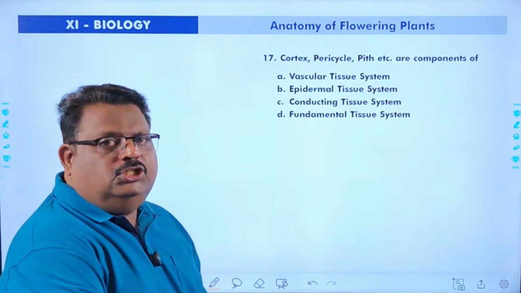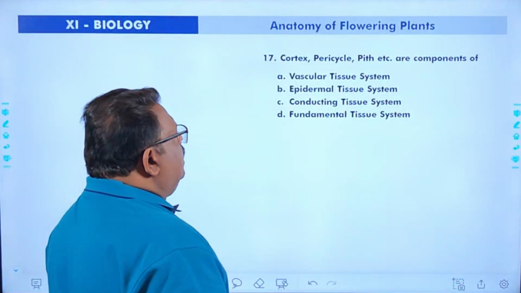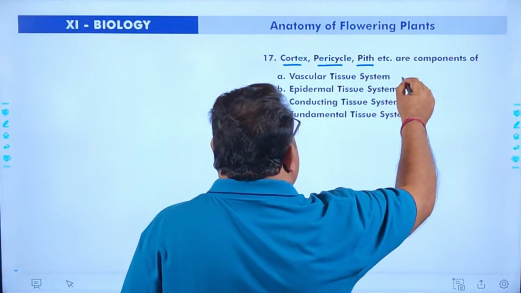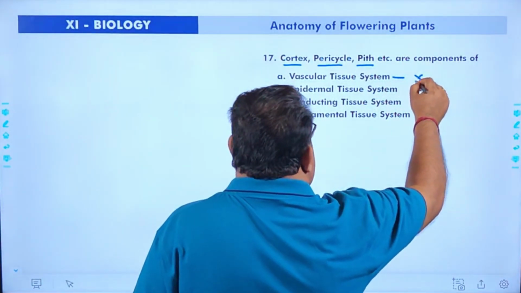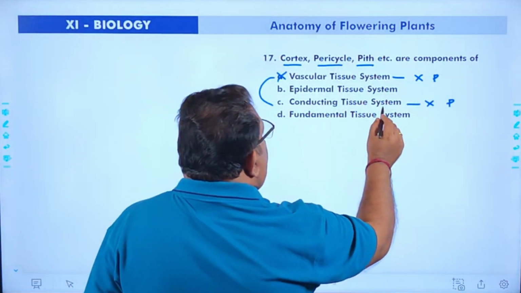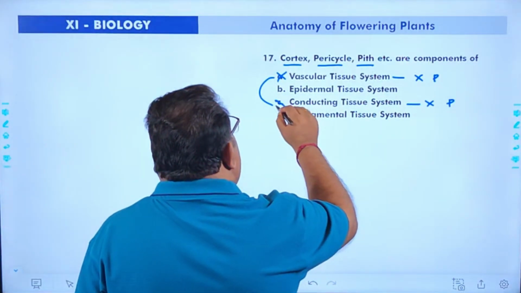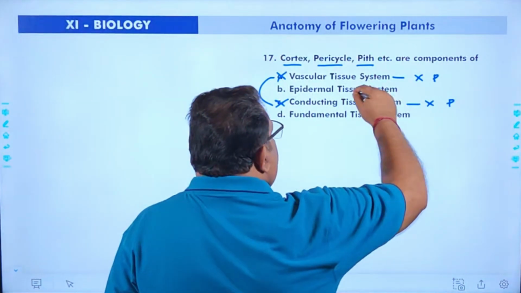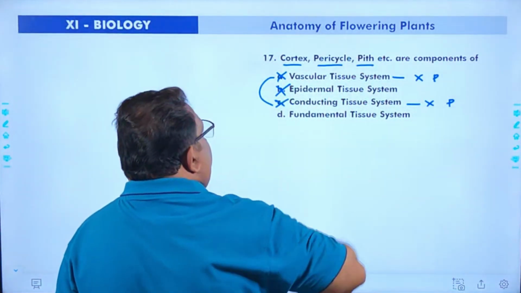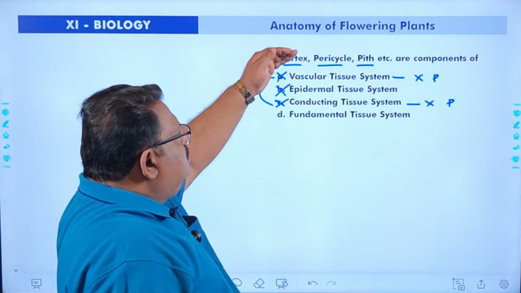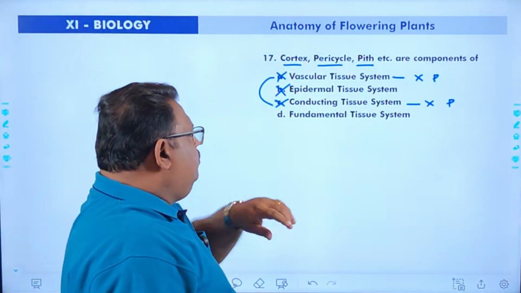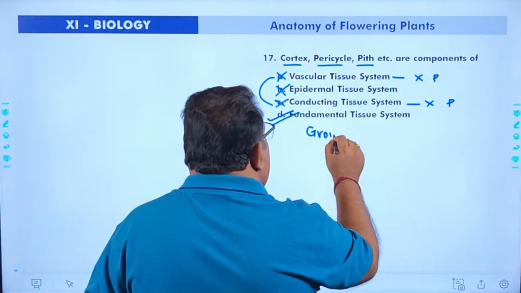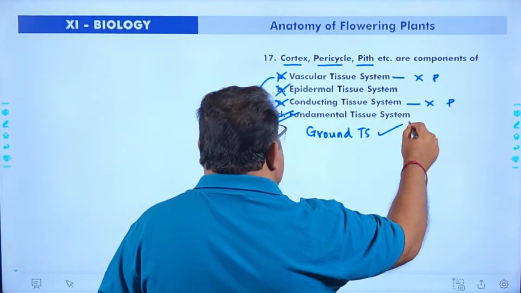This question is regarding the tissue systems: cortex, pericycle and pith. These regions are not part of the vascular tissue system, which means xylem and phloem. Vascular tissue system and conducting tissue system are the same, so these cannot be the answer. Epidermal tissue system comprises the epidermis and epidermal appendages. But cortex, pericycle and pith are seen inside the epidermis. So they are components of the fundamental tissue system, otherwise called the ground tissue system. This will be the correct answer.